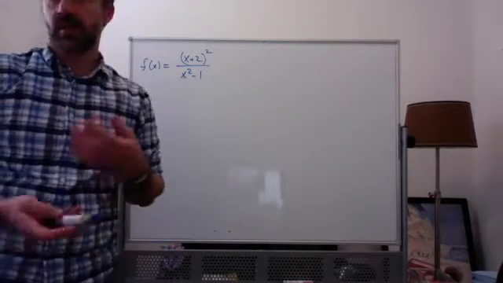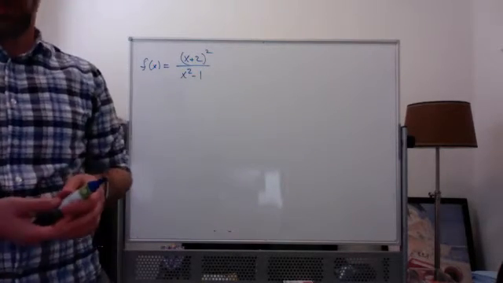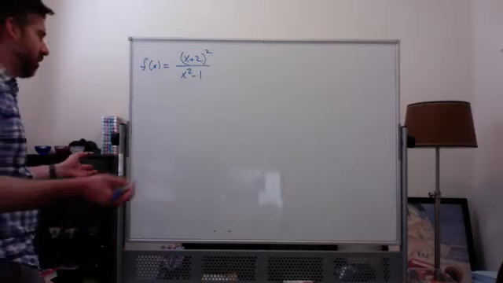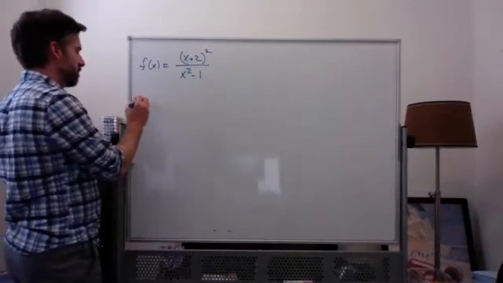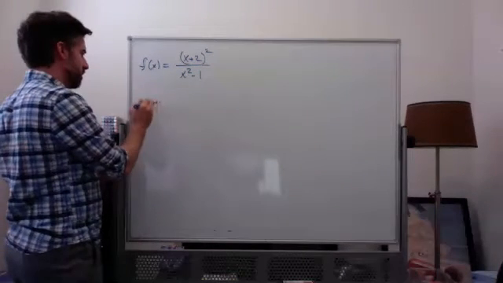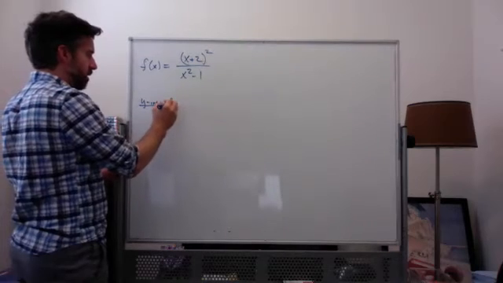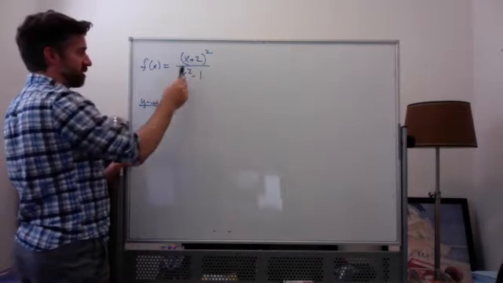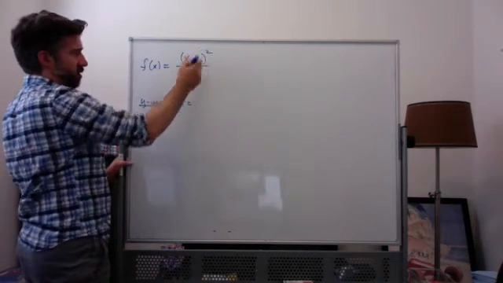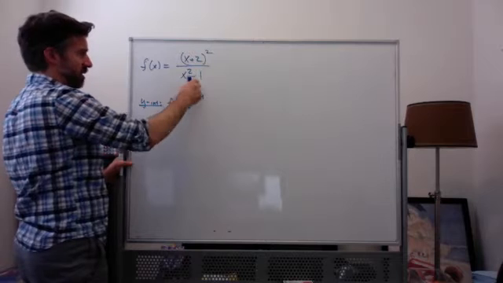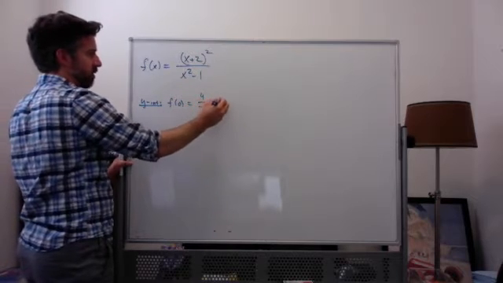Okay, so here's a function. It's going to be a little bit of work to find all the things, but let's start off. First things first, y-intercept, and set x equal to 0. F of 0 is going to be 0 plus 2 squared, which is 4, over 0 minus 1, which is -1, so I get -4.